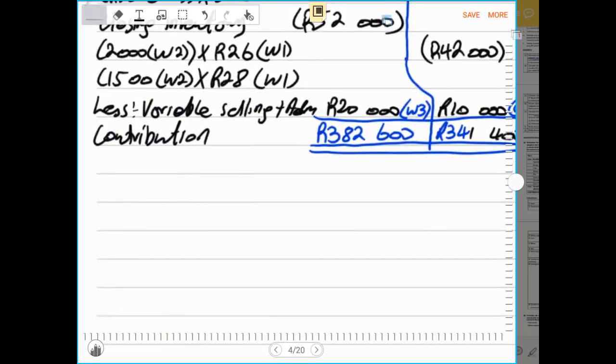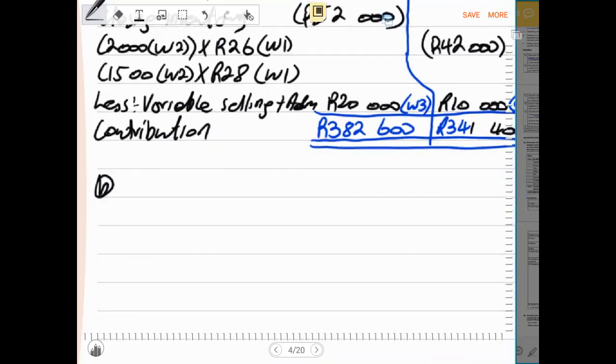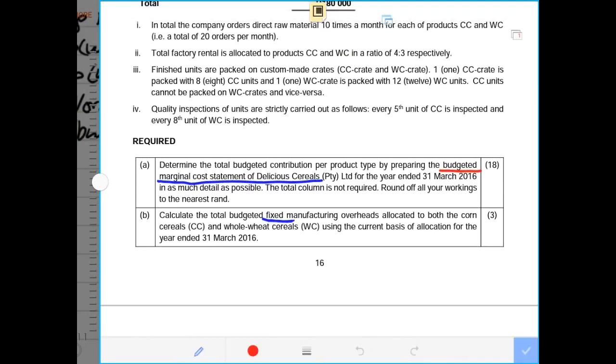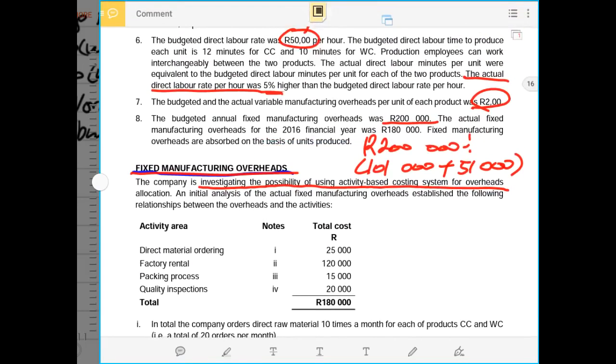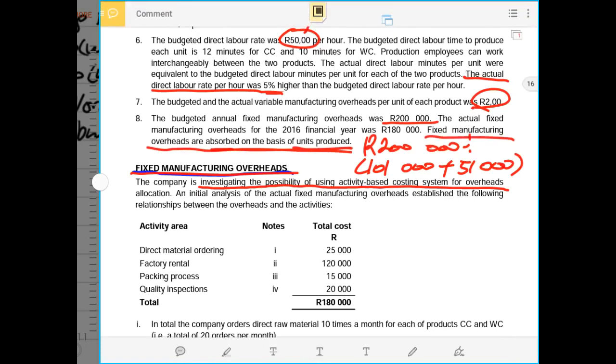Then after, we go to requirement number B. If space allows us, then we'll do the workings and calculations here. We're required under number B to calculate or allocate the budgeted fixed manufacturing overheads of the corn and the whole wheat cereal using the current basis of allocation. The current basis of allocating the fixed cost is the number of units.